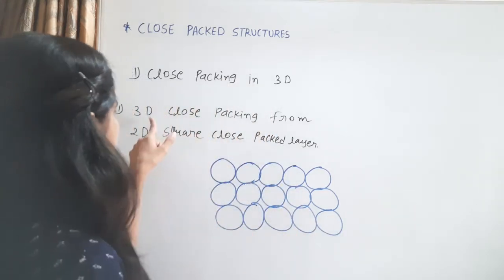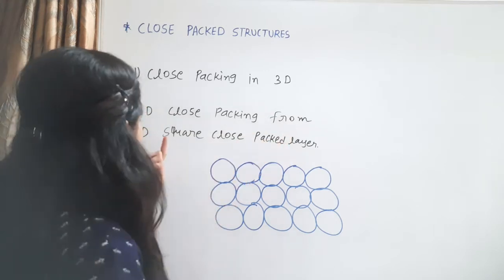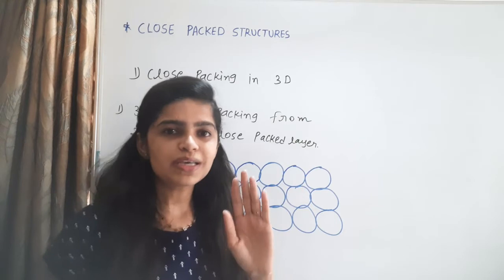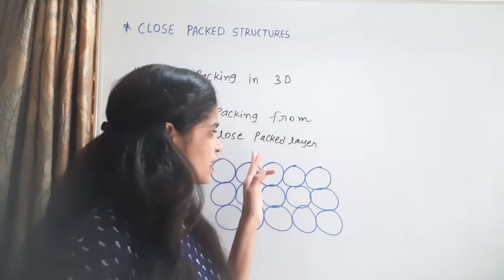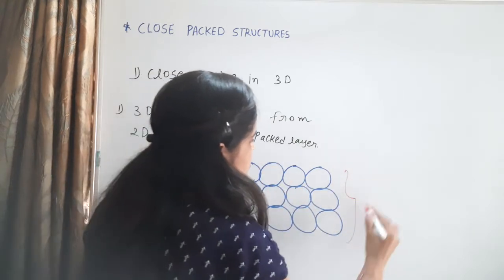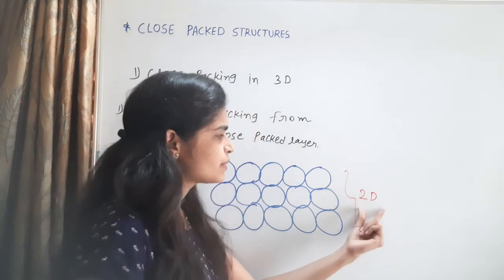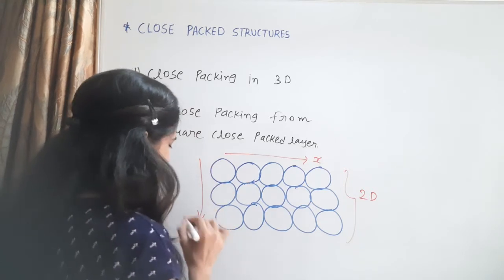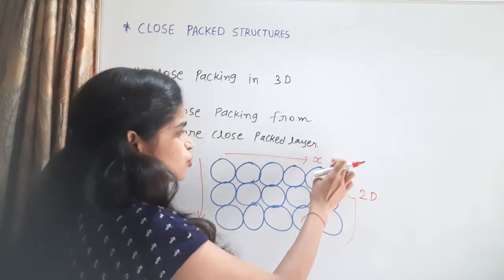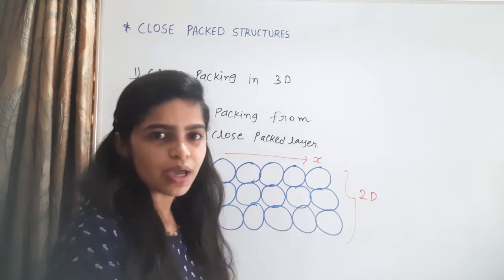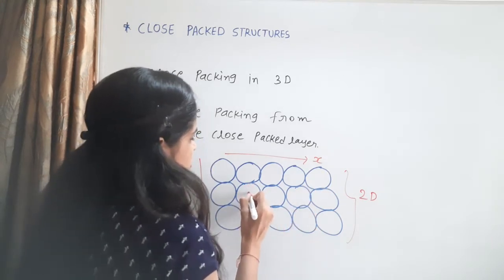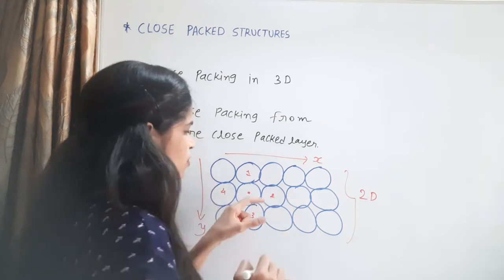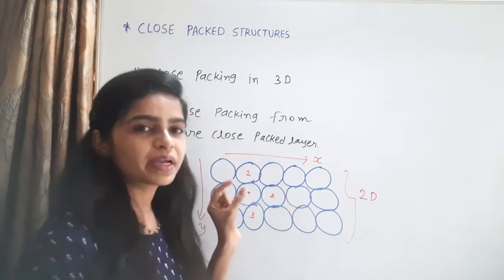First we consider the 3-dimensional close packing from a 2-dimensional square close packed layer. In the previous lecture we discussed this square close packing. Square close packing is 2 dimension. Why 2 dimension? For example, we consider this the X direction and this the Y direction. So 2 directions are present, and 2 directions means 2 dimension. Consider this atom, its coordination number is 4. It's known as the square close packed structure.